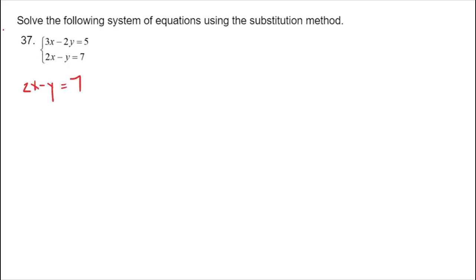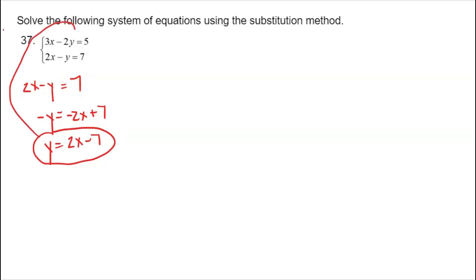It's going to be pretty easy to solve for y without creating any fractions, which would make the work a little bit trickier. So we're going to subtract 2x from both sides and get negative y equals negative 2x plus 7. Divide everything by negative 1 and we get y equals 2x minus 7. Now the idea is we're going to take that value for y in terms of x and substitute it back into the other equation for y. So we get 3x minus 2, but instead of y, we're going to write 2x minus 7.